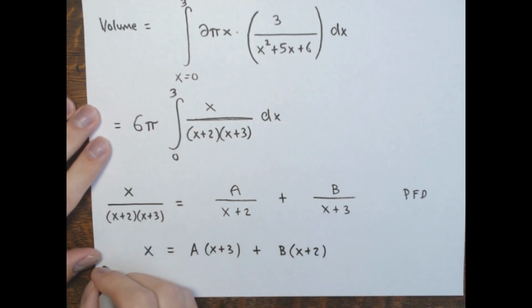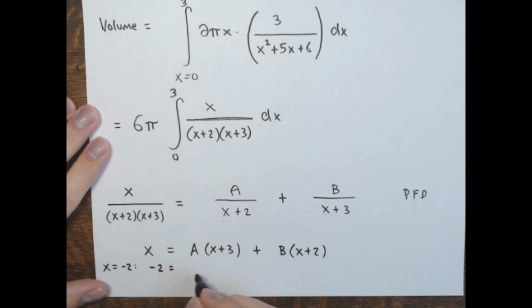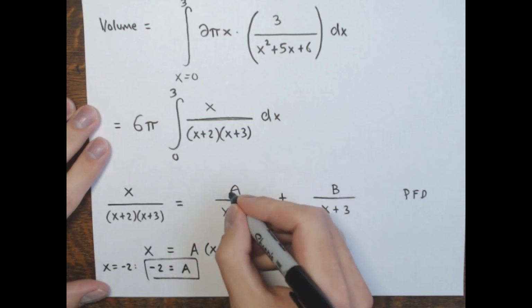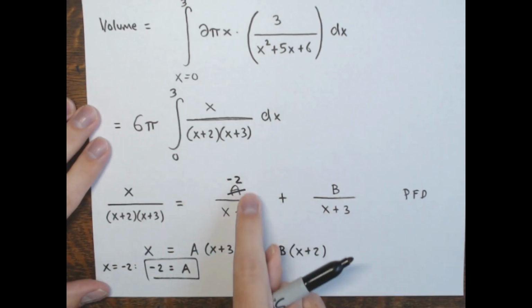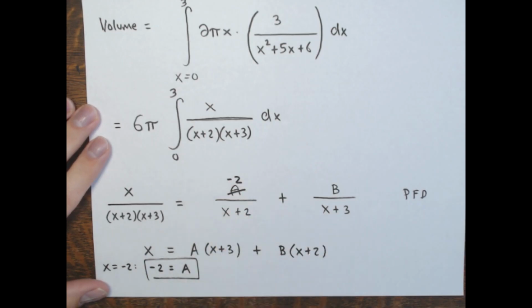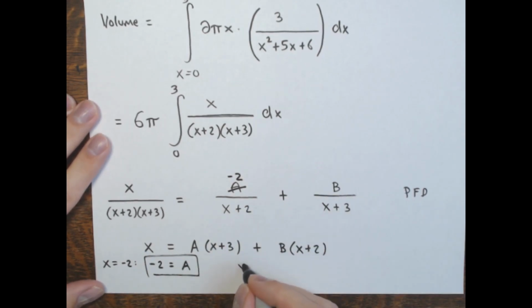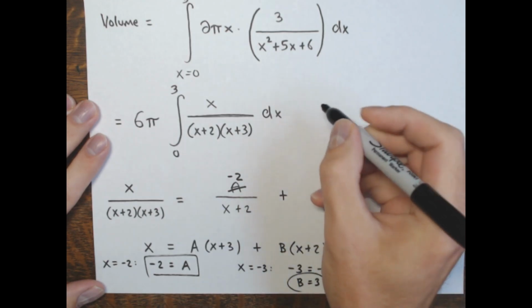I'm just going to do the thing where we plug in values. If x were -2, I could solve for A real quick. You have -2 on the left equals A on the right, and -2 plus 3 is 1. So A has to be -2. That's an easy integral to take, -2 over x plus 2. And then if I want to solve for B, x should be -3. So we have -3 on the left side. -3 plus 2 is -1. You have -B on the right, so B must be 3.